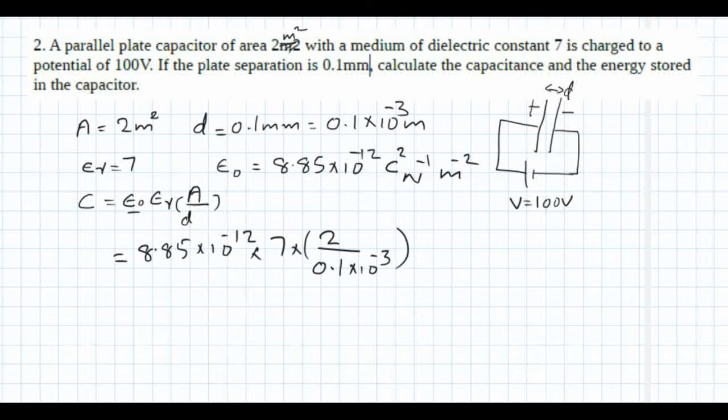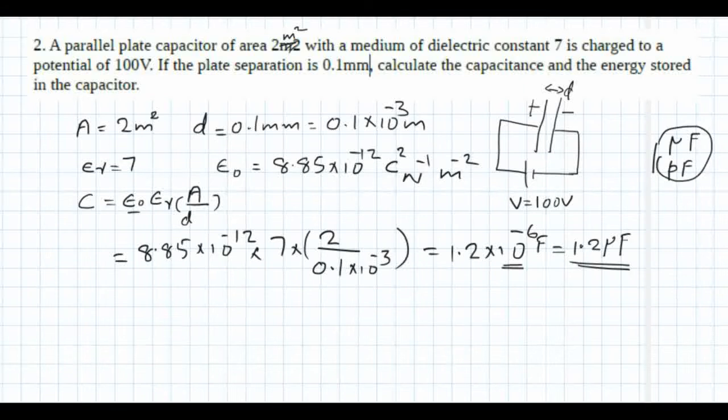When you solve this, you will get the capacitance C as 1.2 into 10 raised to minus 6 farad. And 10 raised to minus 6 is called micro, therefore this is equal to 1.2 microfarad. So 1.2 into 10 raised to minus 6 farad or 1.2 microfarad is the capacitance. Microfarad and picofarad are some practical units of capacitance.